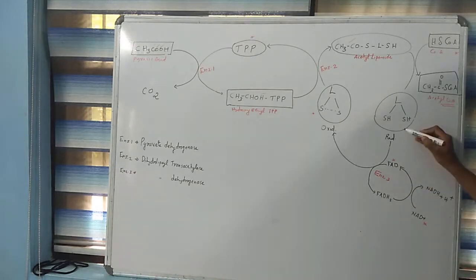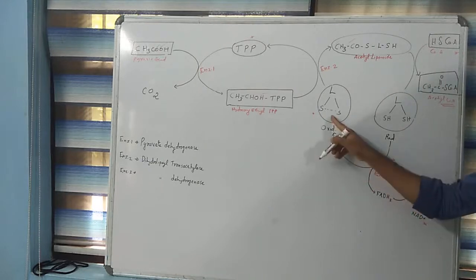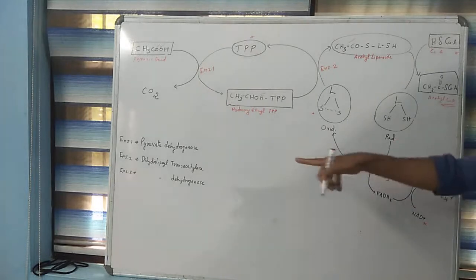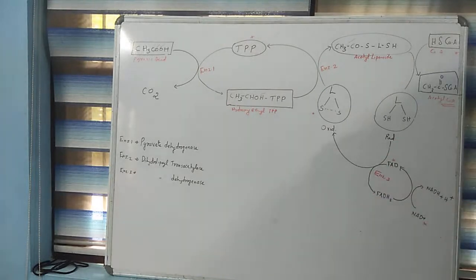That reduced form of lipoamide is then converted again into the oxidized form of lipoamide with the help of the third enzyme, enzyme 3. That enzyme 3 is a dehydrogenase enzyme. You can see dihydrolipoyl dehydrogenase. From the word itself you can see it catalyzes dehydrogenation of dihydrolipoamide. In this lipoamide you can see 2 hydrogen atoms, that is called dihydrolipoamide. So it removes 2 hydrogen atoms from this reduced form of lipoamide, and those 2 hydrogen atoms, or H2, are used for reducing FAD into FADH2.